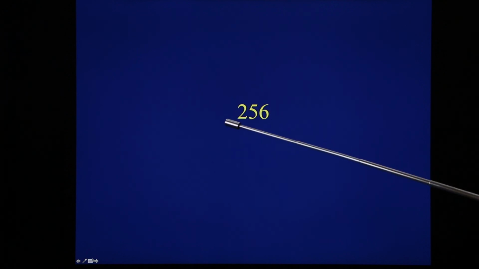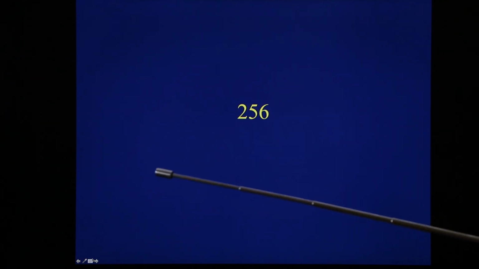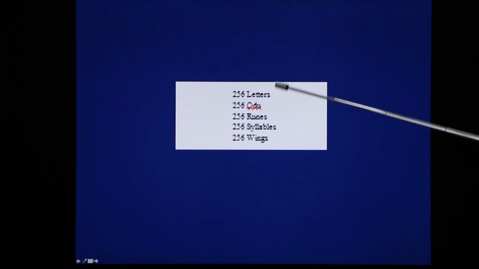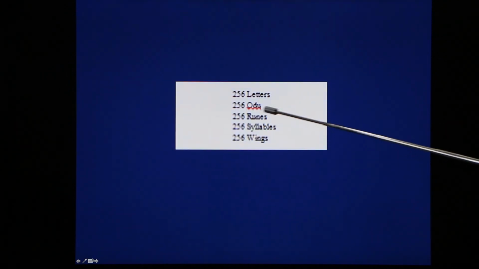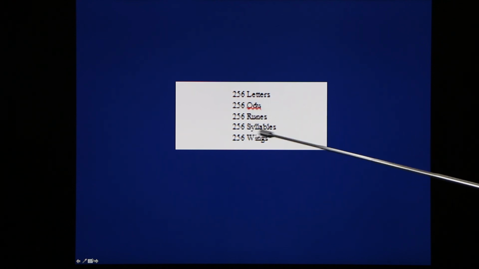In Arabic, sorry, 256 is 16 times 16, and that becomes one of the key numbers. Well, because 16 is a 4 by 4 square to begin with. 256: letters, Odu, which are forces in Africa, runes, syllables, and wings.